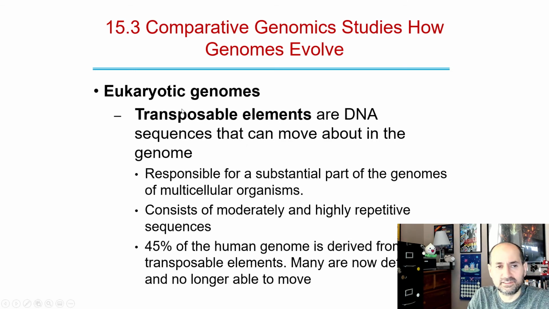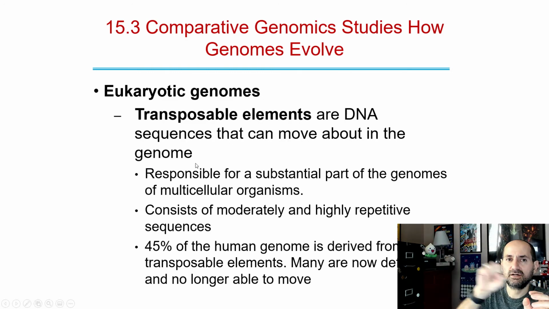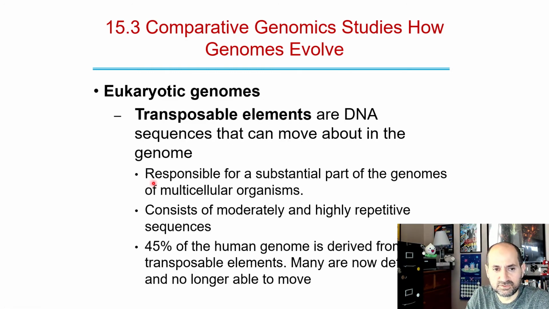What else do we know about eukaryotic genomes? Transposable elements, which we haven't touched on too much in this course, are DNA sequences that can move about in the genome. They can pop in and pop out of parts of chromosomes. These are responsible for a substantial part of the genomes in multicellular organisms. 45% of the human genome is derived from transposable elements, although now they're mostly defective. They've mutated to the point where they can't transpose themselves. They can't hop out of chromosomes and pop into other chromosomes.